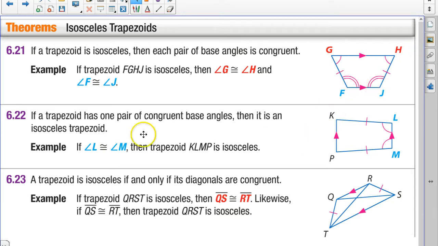Theorem 6.22 is that if the base angles are congruent, we know it's an isosceles trapezoid. So it's really the converse of 6.21. And then 6.23 is one that we have to be very careful with. It's easy to confuse this one because the diagonals are congruent is what it says for an isosceles trapezoid, but that's very similar to a rectangle, so make sure you know which one you're talking about. The isosceles trapezoid has congruent diagonals, not the regular trapezoid, not the plain boring one. And so does the rectangle, it has congruent diagonals.